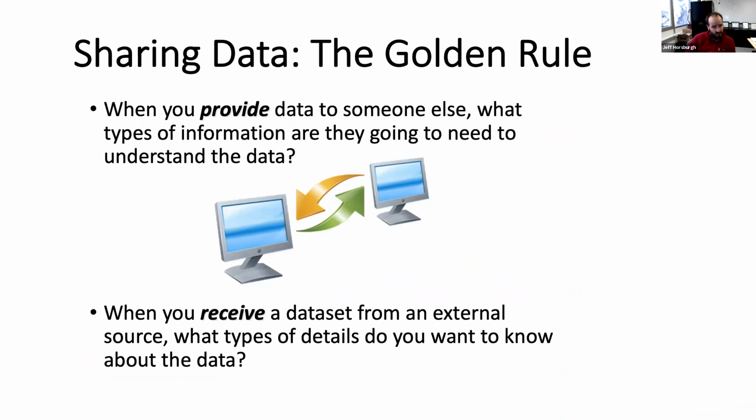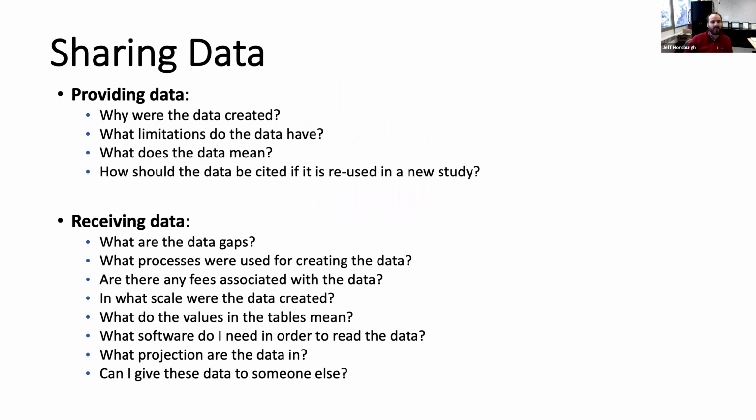There is a golden rule associated with sharing data and metadata. When you provide data to someone else, what types of information do you know that they're going to need to understand the data? And when you receive a data set, you want some information that's going to help you interpret that data. So that exchange of providing and receiving data should tell you something about how well you should be describing the data. Also, you have to decide how many emails do I want to answer and how many phone calls do I want to take to describe the data that I just put out there, because people want to reuse it and they have to know what they can do with it.